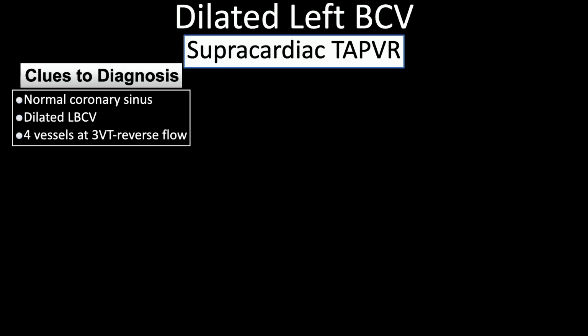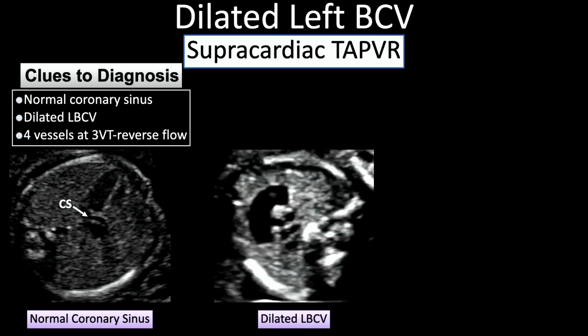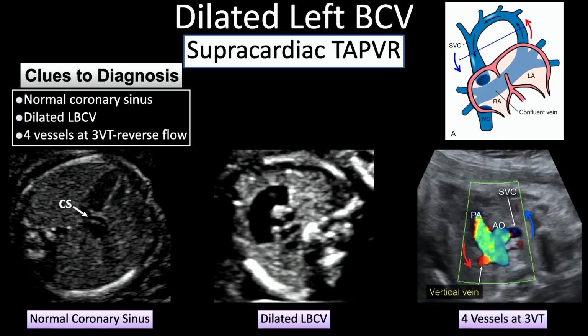The other important dilation of the left brachiocephalic vein, which will be expanded on later with the anomalous venous return, is a supracardiac total anomalous venous return. So, clues to the diagnosis here are that the coronary sinus is normal, the left brachiocephalic vein is dilated, and you have 4 vessels at the 3-vessel trachea view. So the coronary sinus is normal, you have a dilated left brachiocephalic vein, and you have an extra vessel at the 3-vessel trachea view, almost in the same location as a persistent left superior vena cava. But what is the difference?